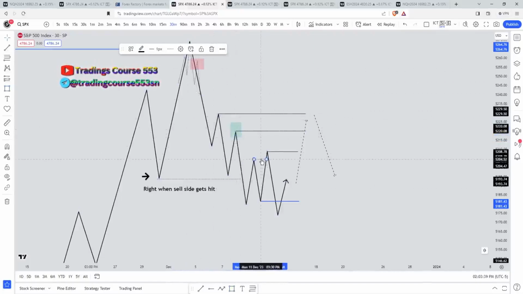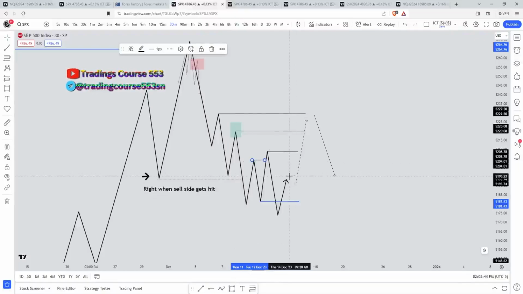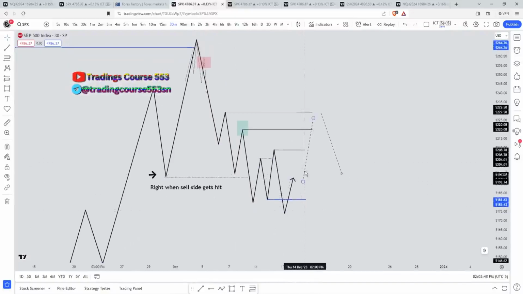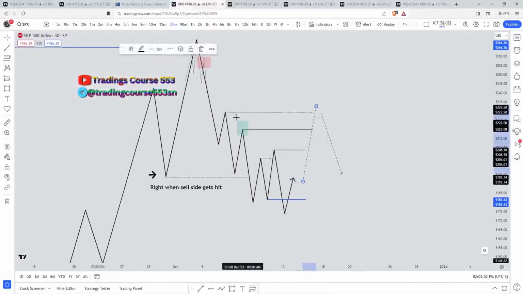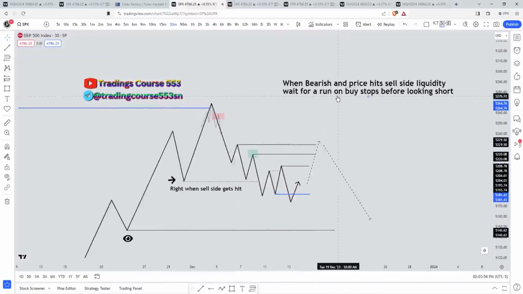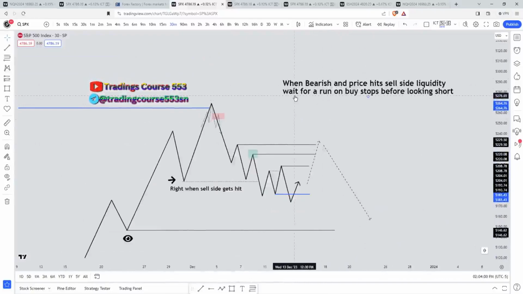So it runs over a short-term high, creates a change in state delivery. A lot of people are getting short on this, anticipating lower prices, thinking that this is a break in market structure lower. What can typically happen is that price returns back higher, takes out the liquidity here, and then heads lower. So you notice in the notes that I have: when bearish and price hits sell side liquidity, wait for a run on buy stops before looking short.